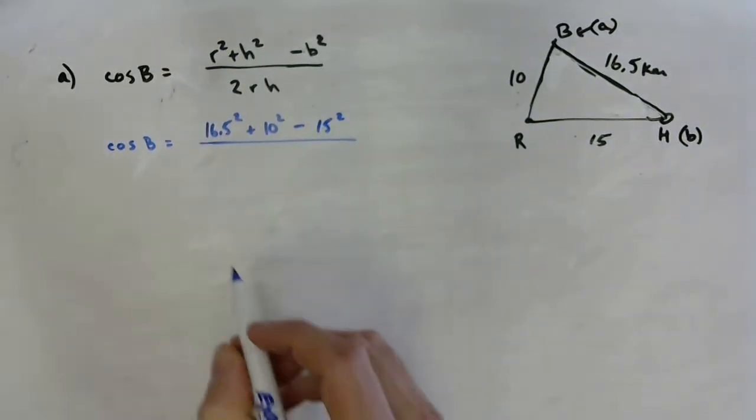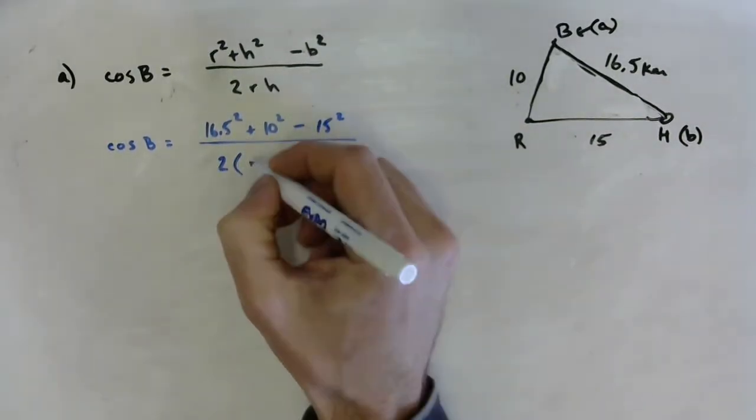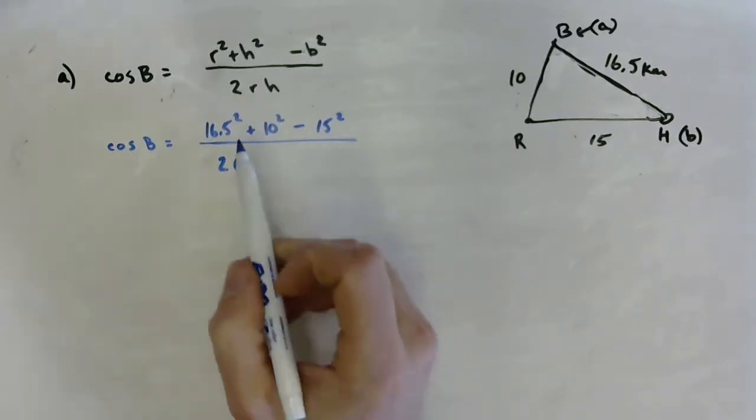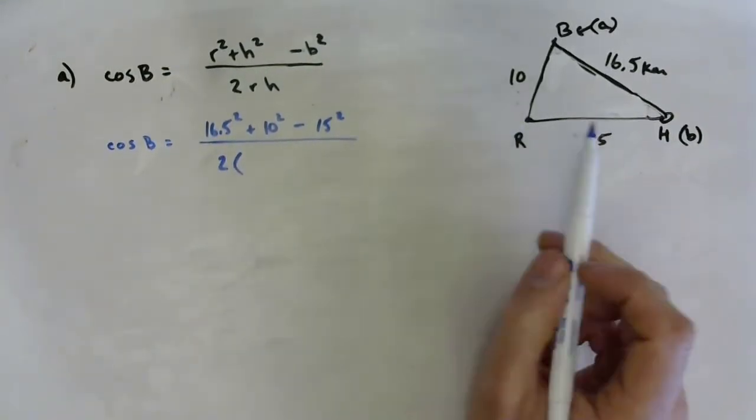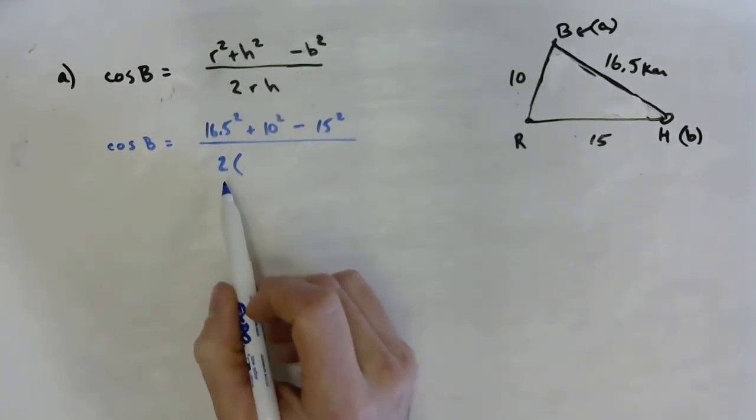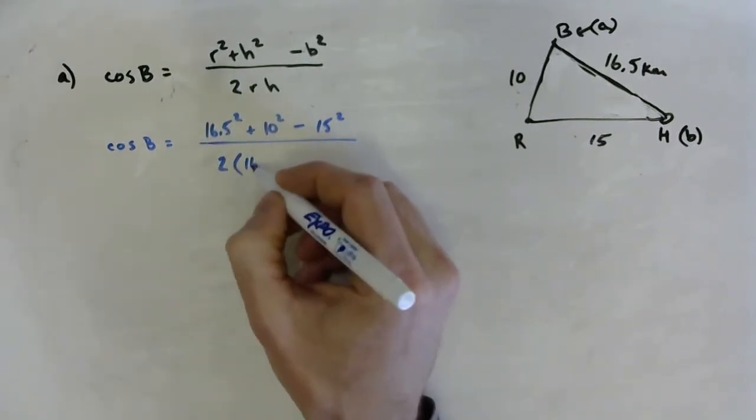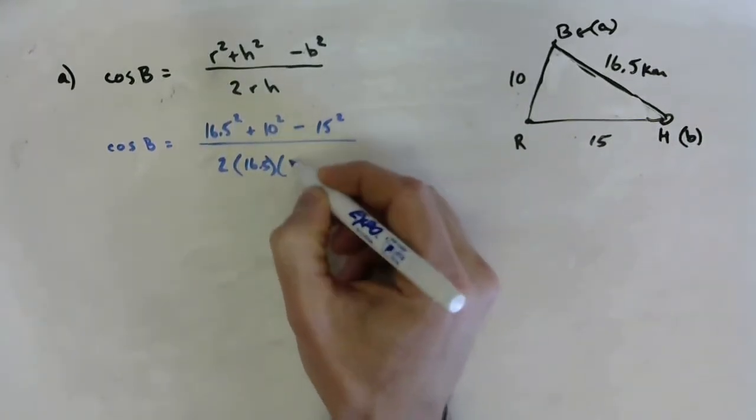In the denominator, I have 2 times. And now, by the way, if you did the top right, do you even need to look back at your diagram to get the bottom? Nope. I can just take this first number, 16.5, and my second number, 10. Done.